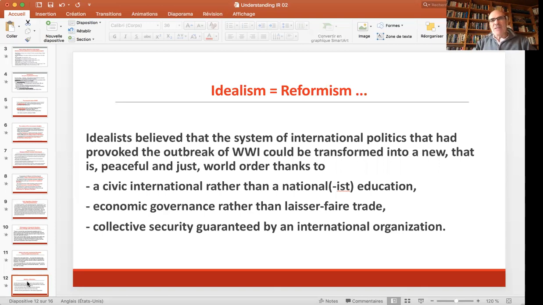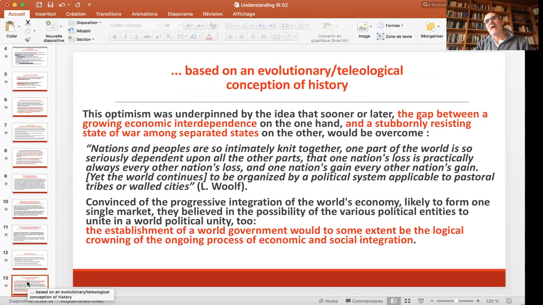The aim pursued by these reforms, ladies and gentlemen, was to replace the principle of power politics by the principle of responsibility to some extent. And the underlying assumption, belief of idealists was the idea that sooner or later, the gradually more and more economically interdependent world would more or less automatically give birth to a world government.